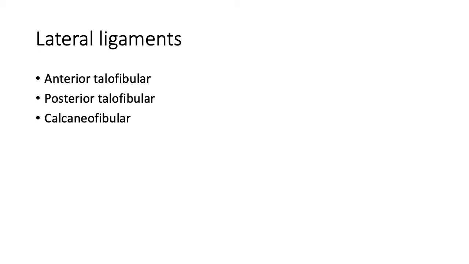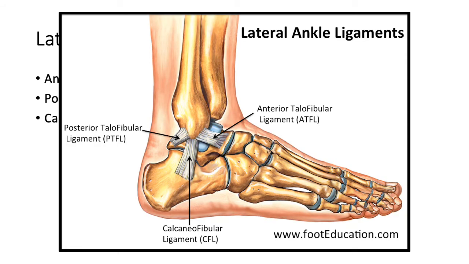The anatomy of the lateral ligament. The lateral ligament is composed of 3 different ligaments, one in the anterior and one in the posterior, which are called the anterior talofibular ligament and the posterior talofibular ligament, and between the fibula and the calcaneus is the calcaneofibular ligament.